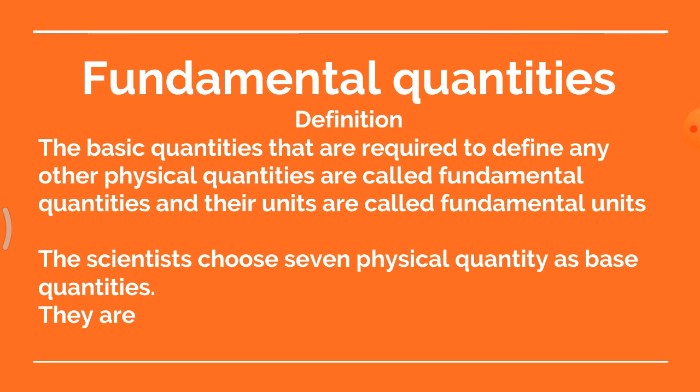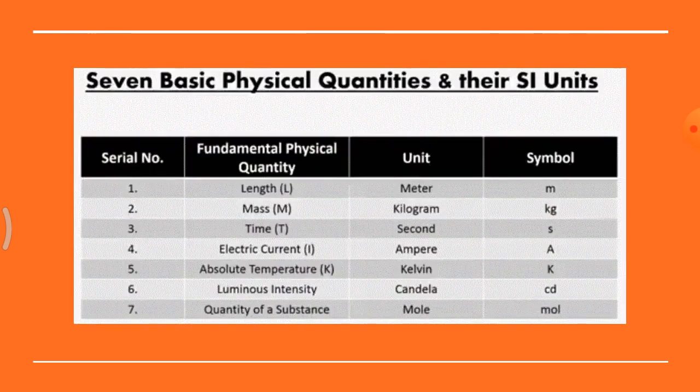Fundamental quantities. Definition. The basic quantities that are required to define any other physical quantities are called fundamental quantities, and their units are called fundamental units. The scientists choose 7 physical quantities as base quantities. They are as follows: length, mass, time, electric current, absolute temperature, luminous intensity, quantity of substance. Length, mass, time already you studied in earlier classes. In this lesson, we are going to discuss the remaining 4 physical quantities also.